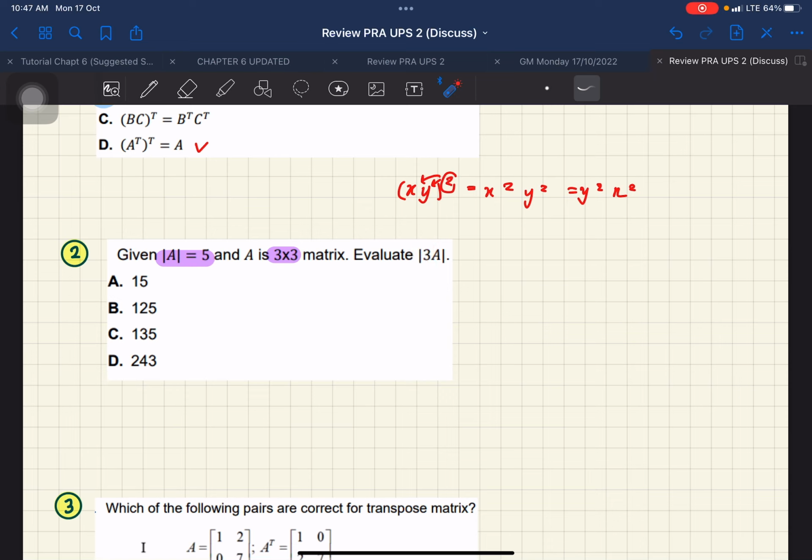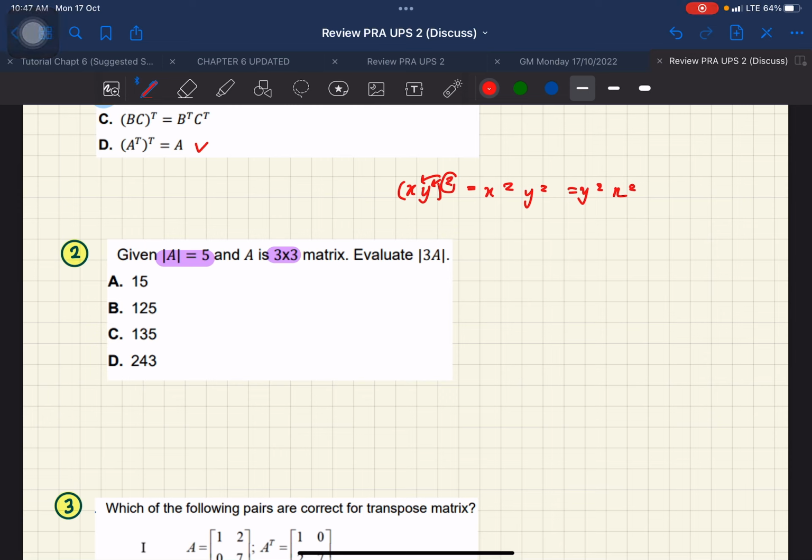Okay, so awak dah belajar properties of determinant. Kalau kita ada information on this one and also this one, dan soalan minta yang ini, so ada something yang kita boleh buat in a very simple way. You can answer these questions in less than 5 seconds, kalau awak tahu that property.